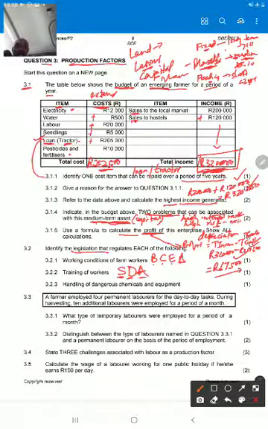Handling of dangerous chemicals and equipment. This one is about the Occupational Health and Safety Act. So OHS, Occupational Health and Safety. SDA, Skills Development Act. This one, Basic Conditions of Employment Act.